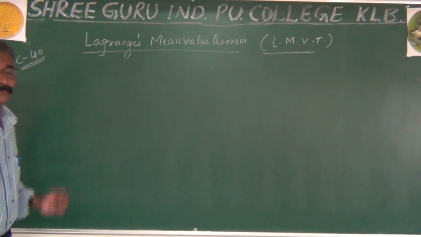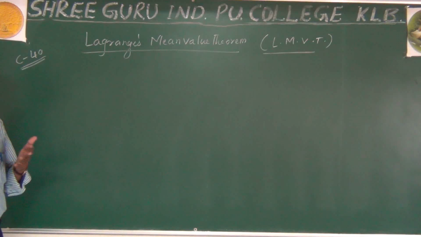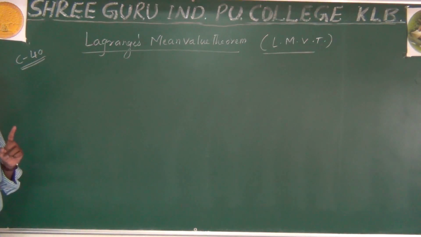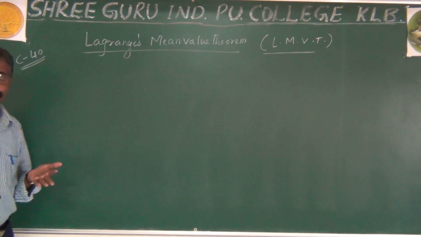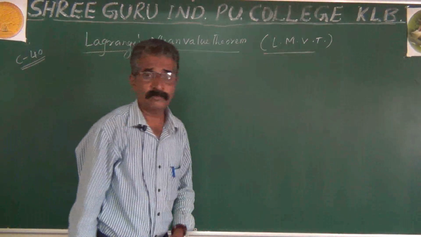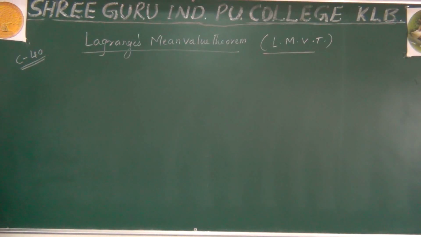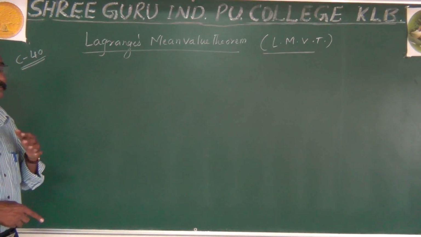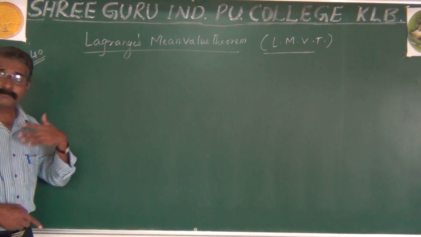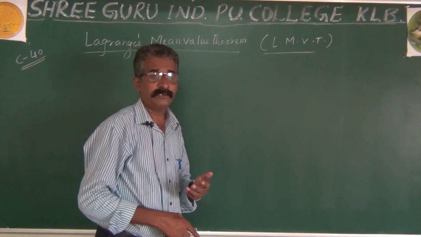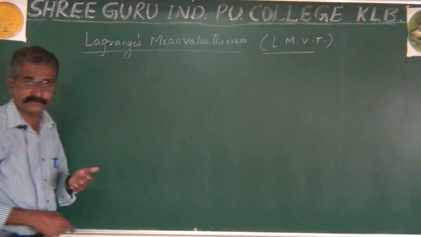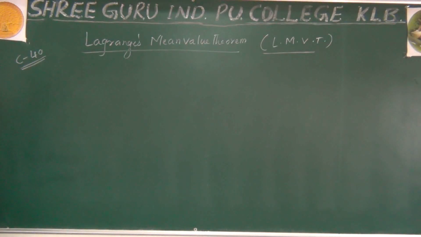Lagrange's mean value theorem is almost identical to Rolle's theorem except in one condition. In Rolle's theorem we had f of a equal to f of b, whereas here f of a will be different from f of b. That is, in particular, f of a will not be equal to f of b. The remaining conditions resemble exactly the same as in Rolle's theorem. Now the right statement of Lagrange's mean value theorem.